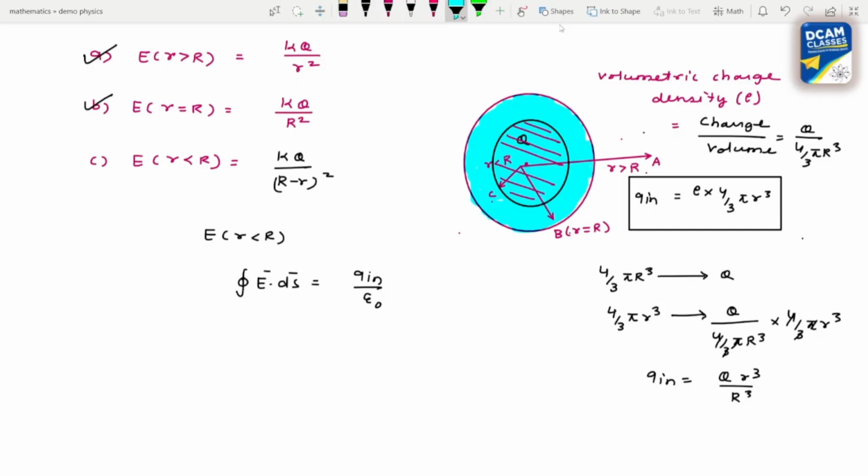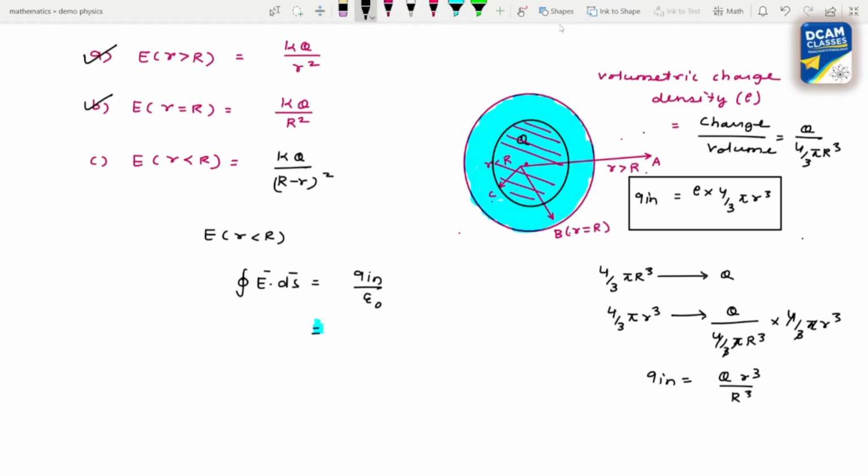And now, since you have got the charge which is present inside the 1 meter cube volume, 1 unit volume, if you need to find out the charge which is present in this 4 by 3 pi r cube volume, you will just multiply this volumetric charge density with 4 by 3 pi r cube. You will get the charge inside. Okay. Now see Manas.